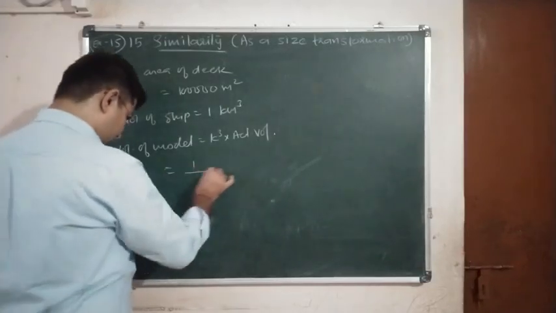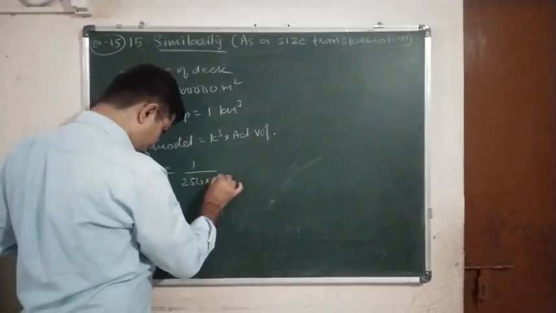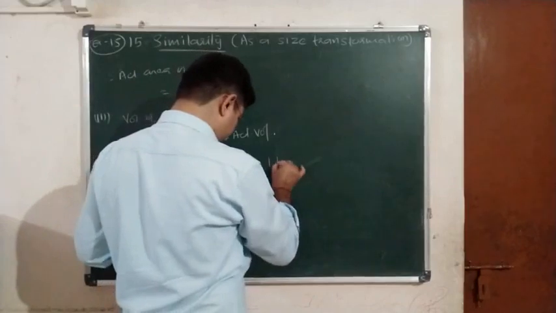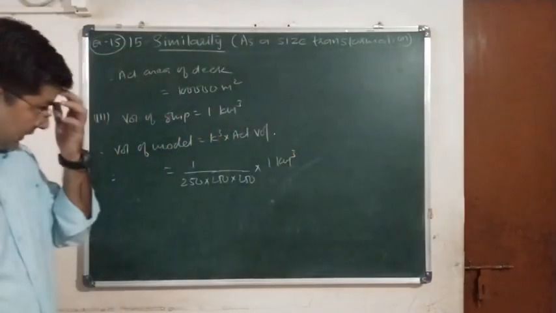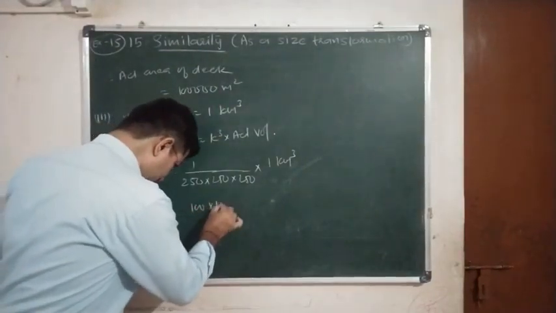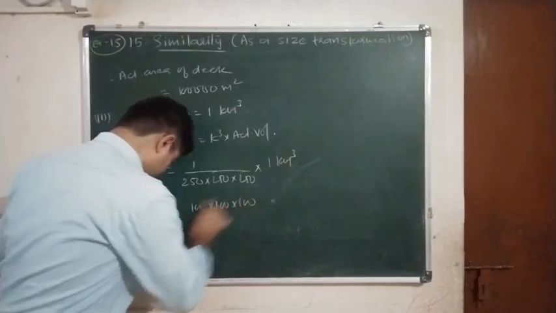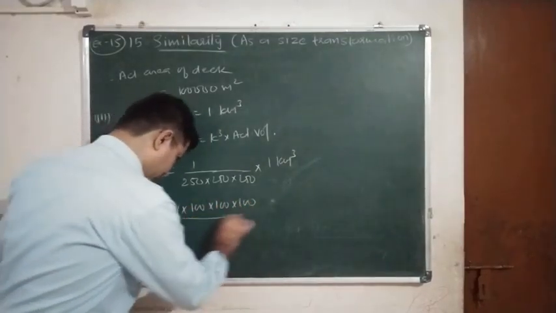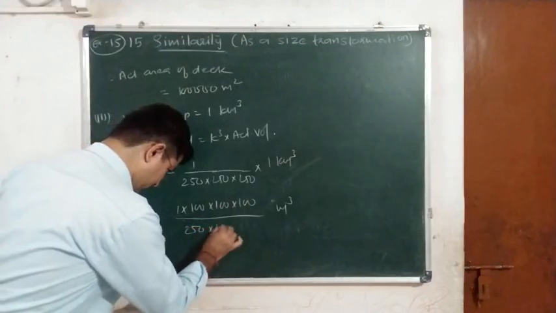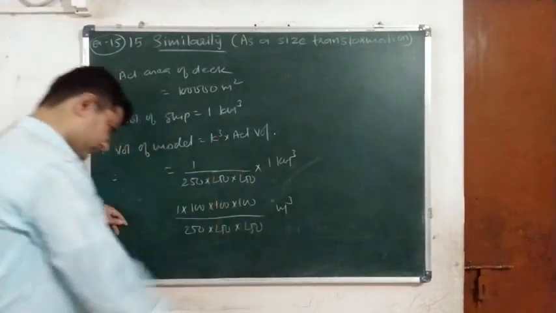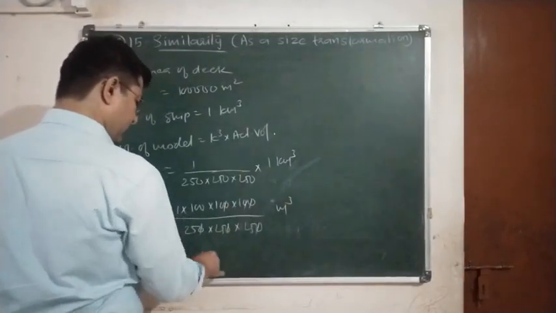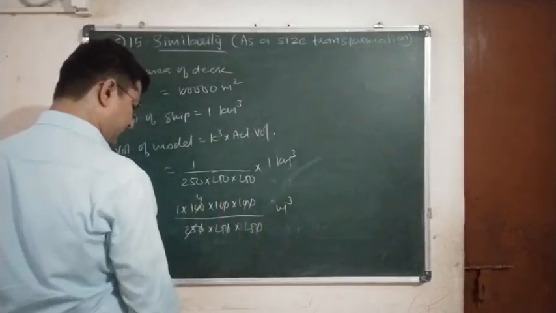Okay, k cube, that is 1 upon 250 into 250 into 250. Okay, 1 cubic kilometer. Now 1 kilometer into meter will convert cubic meter. So 100 into 100 into 100. Yes or no? 1 into 100 into 100 into 100 cubic meters. 250, 250, 250. 1, 2, 3. Okay, now 25 forza.